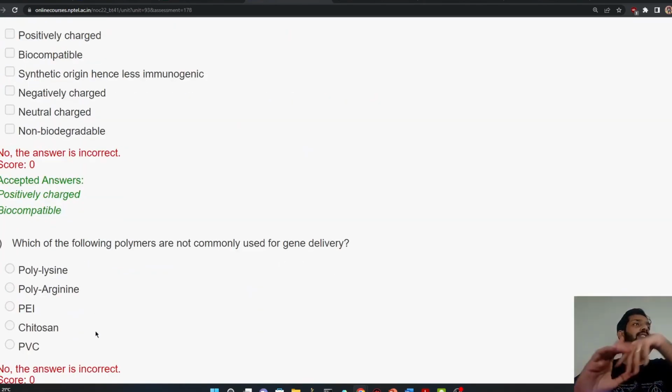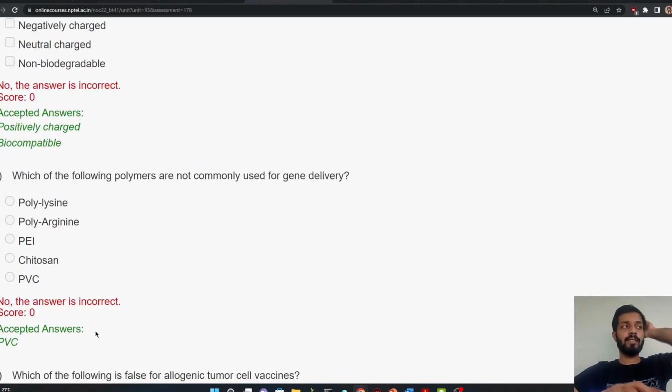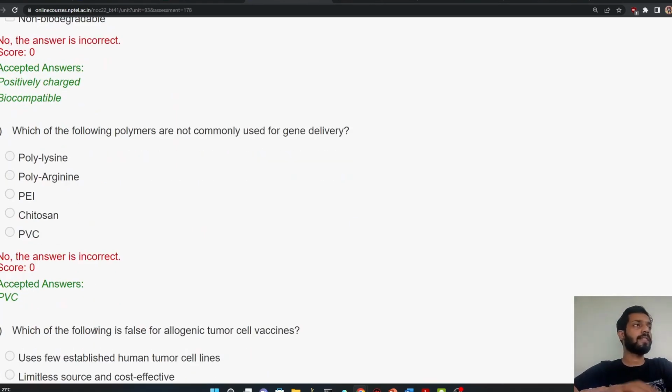Which of the following polymers are not commonly used for gene delivery? Polylysine, polyarginine, chitosan, and PVC. Yeah, so PVC is not something that's commonly used for gene delivery. It's not positively charged either.